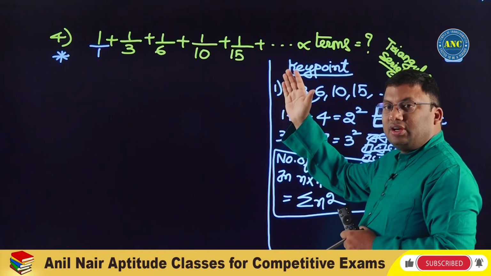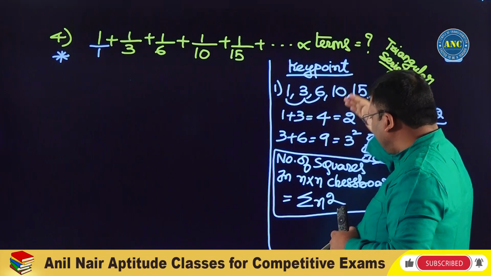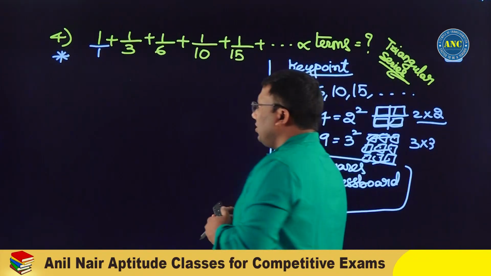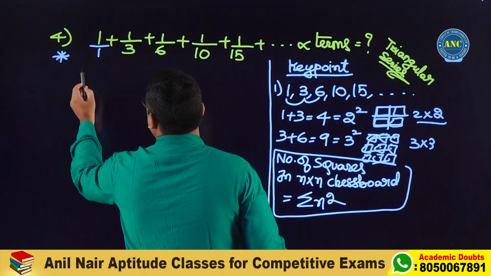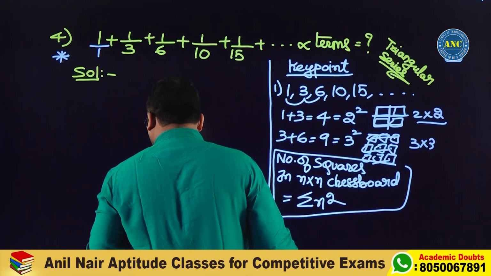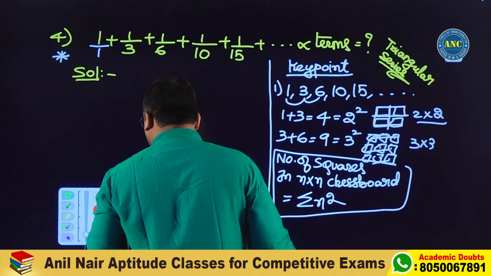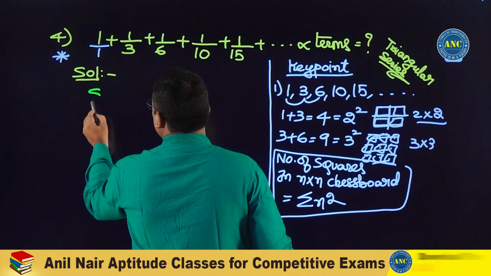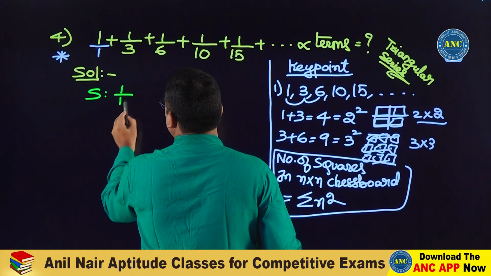Denominator observation: 1, 3, 6, 10, 15. This is the observation. Now, if you see here, the solution. This is a very, very good question. Another key point I will also mention. This is the sum to infinite series.